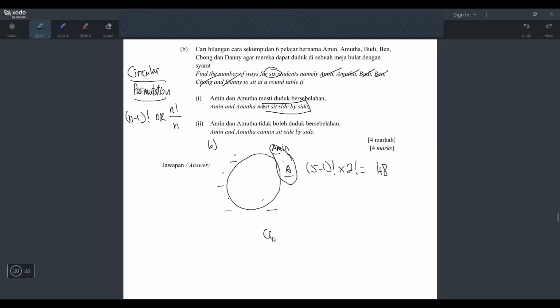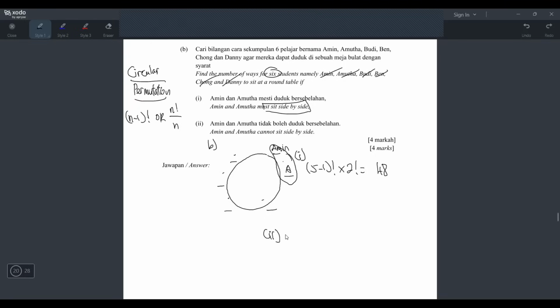Okay, now for question 2, let's read the question. Amin and Amuta cannot sit side by side. Okay, you already know Amin and Amuta sitting side by side is 48. Then if I want to know cannot sit side by side, how do you do it? First you find the total. Total means no condition. After you take the no condition total, you minus Amin and Amuta side by side. Then you will get Amin and Amuta not side by side.